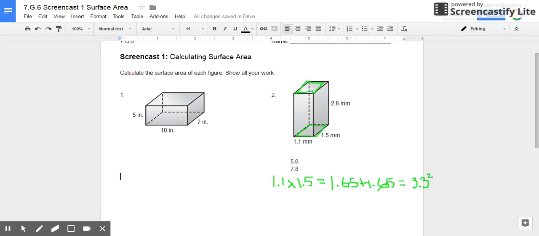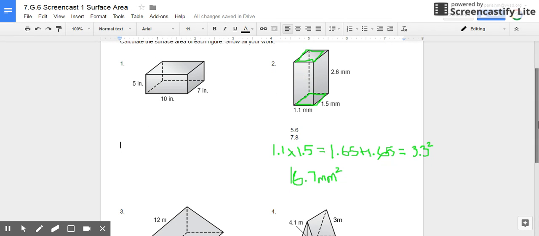Then here's the other two answers for the other sides that I just typed in quickly. So then we have 5.6, 7.8, and 3.3. So we're going to have to add all those up to find the total surface area. So 5.6 plus 7.8 plus 3.3 is going to, always double check my work, 16.7 millimeters, and since it's area, it's going to be in square units, so millimeters squared.